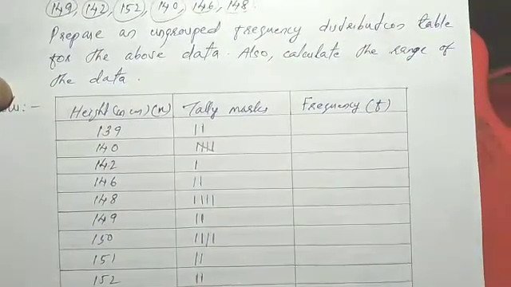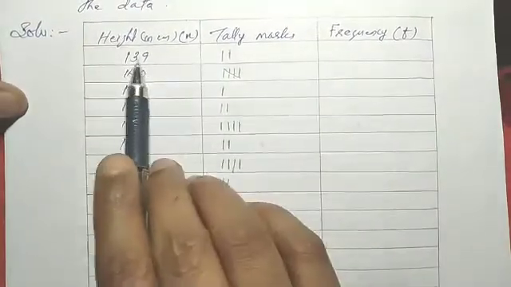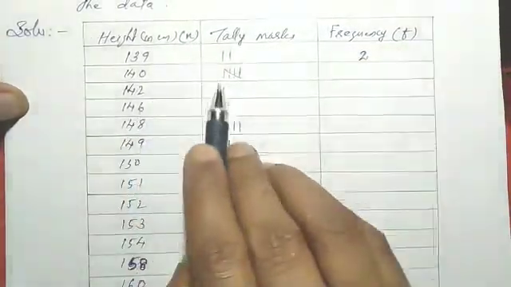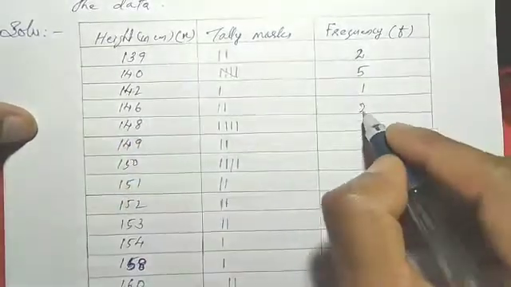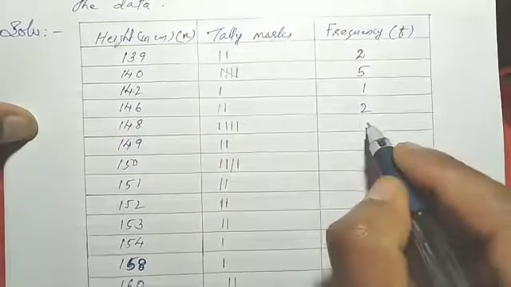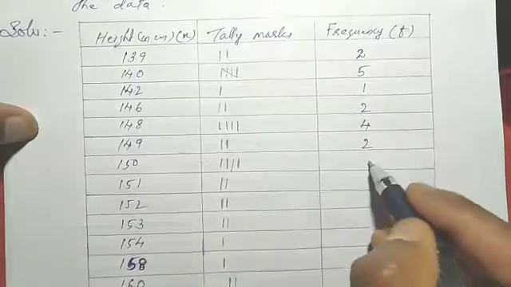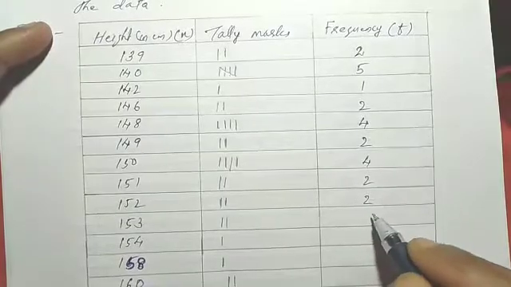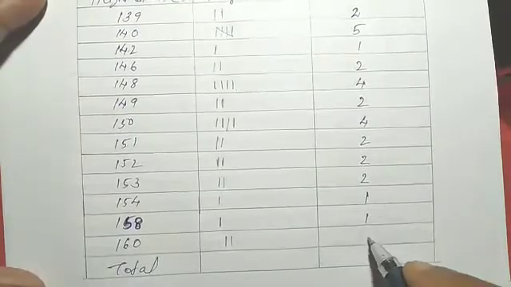Now we have to write the frequency. First, 139: the tally mark is 1 2, so here we write the frequency 2. Next, 140: 1 2 3 4 5, so here we write 5. Next, 142: 1. 146: 2. 148: 1 2 3 4. 149: 1 2. 150: 1 2 3 4. 151: 2. 152: 2. 153: 2. 154: 1. 158: 1. 160: 2.